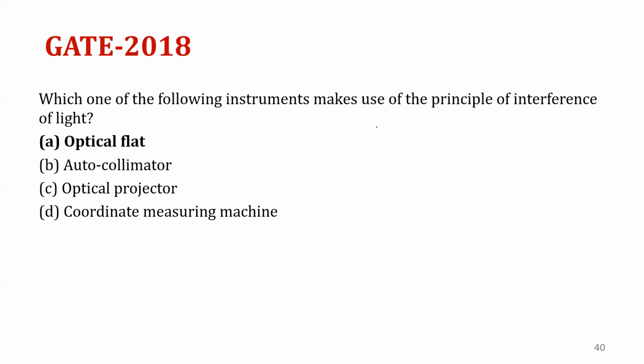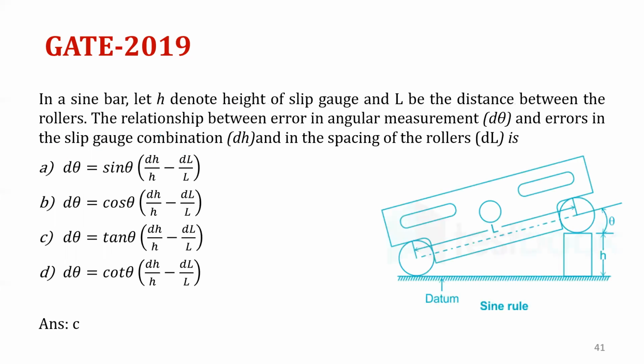Which one of the following instruments makes use of the principle of interference of light? Optical flats use the interference of light. Autocollimators cannot, optical projectors cannot, coordinate measuring machines cannot. Optical flats use the principle of interference of light.